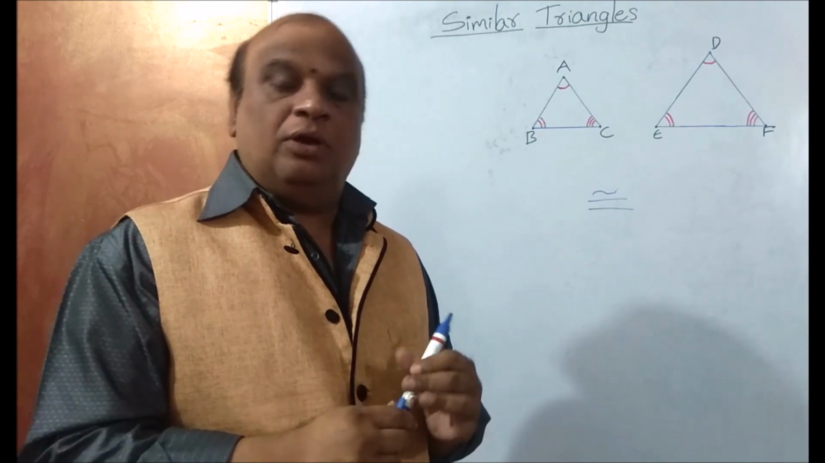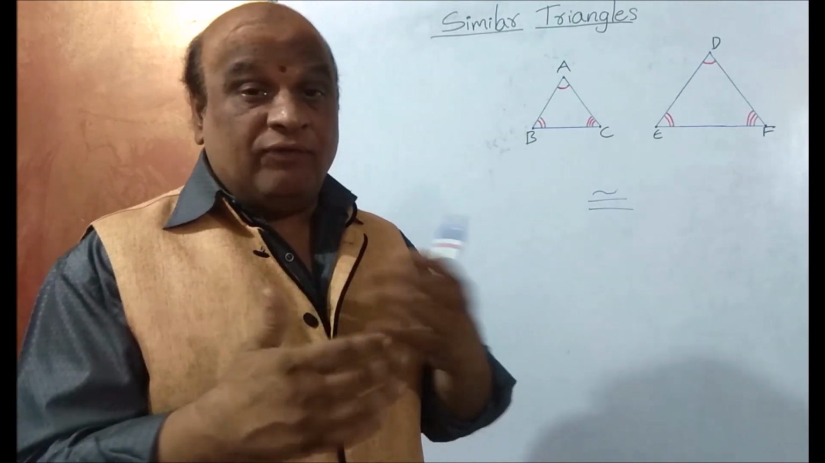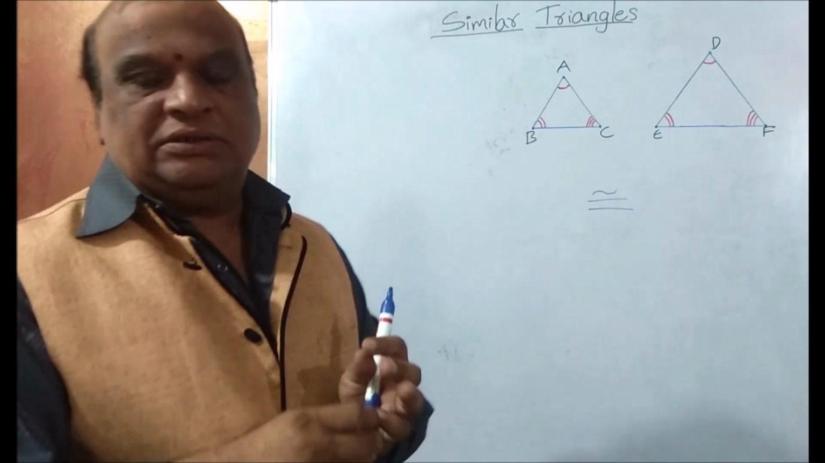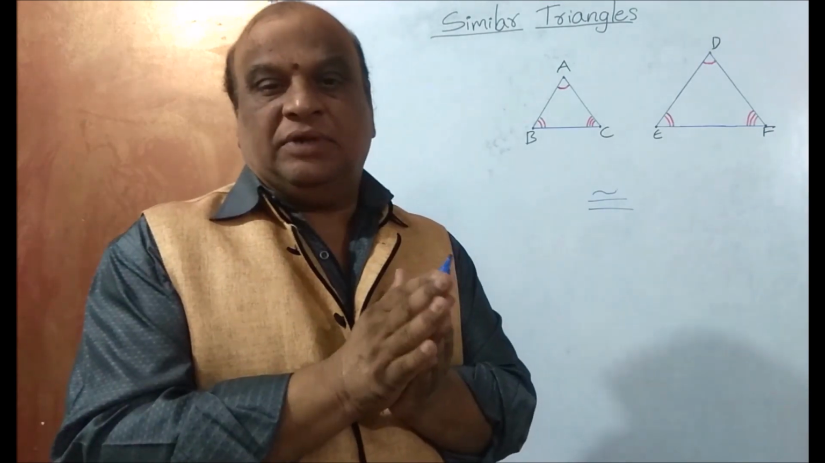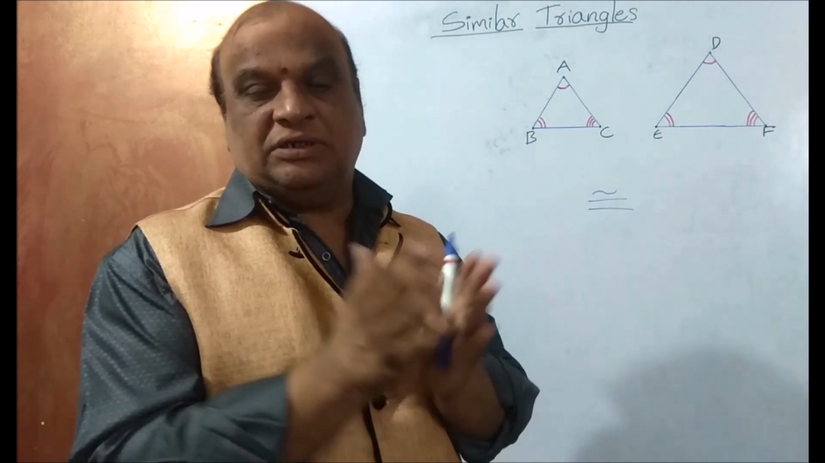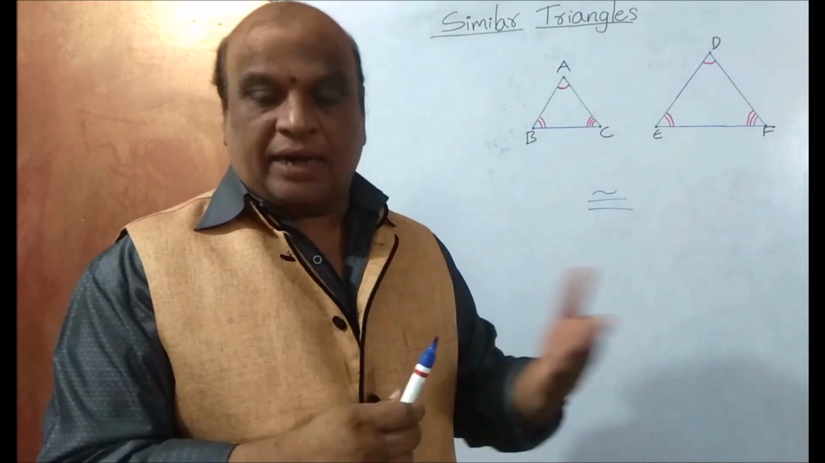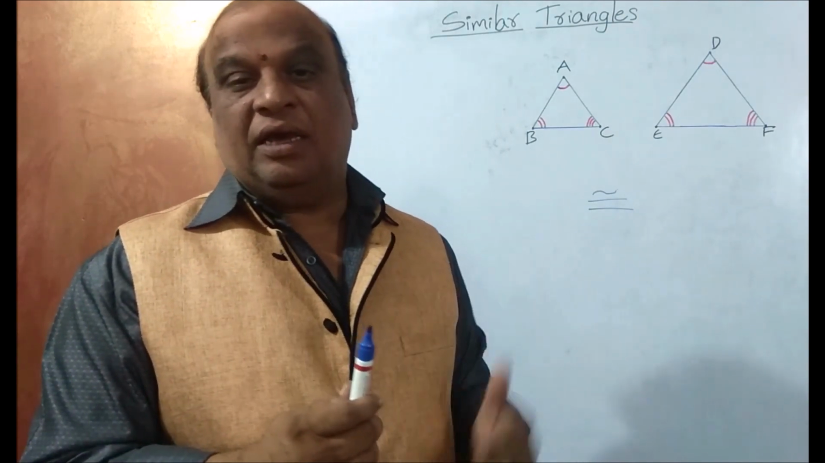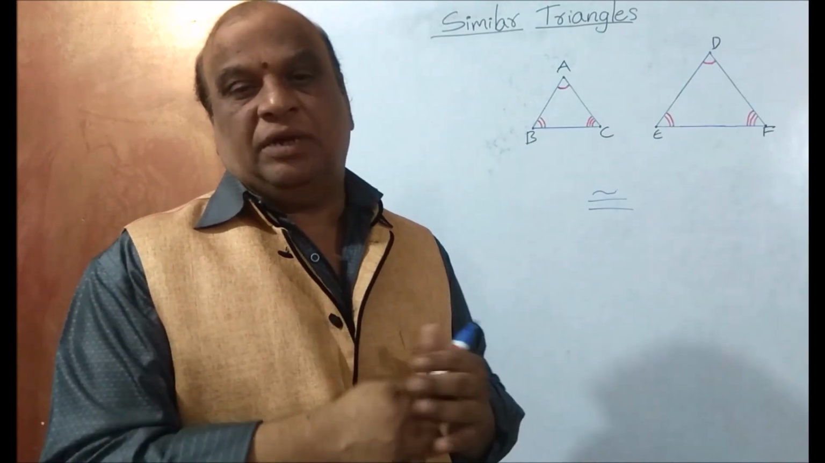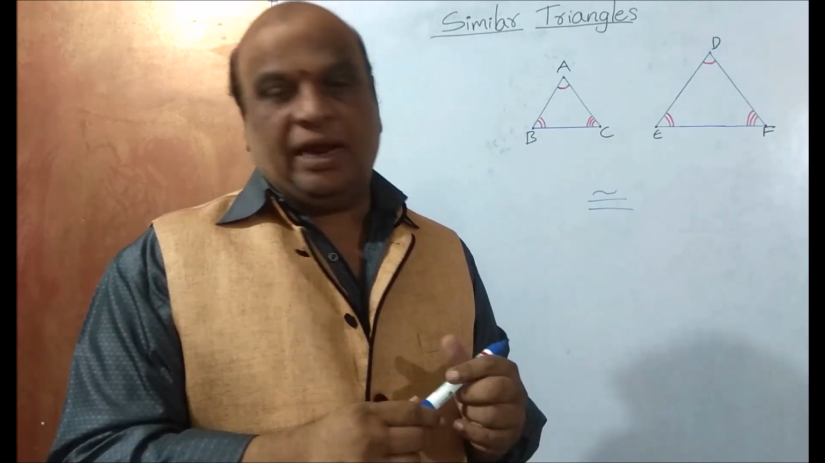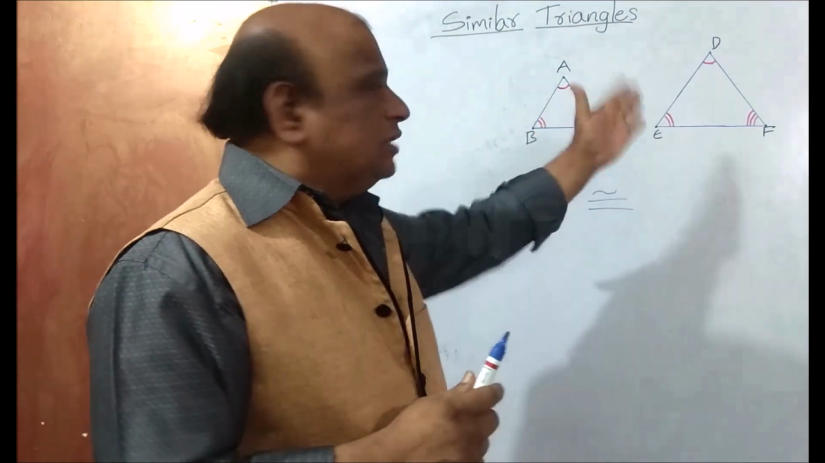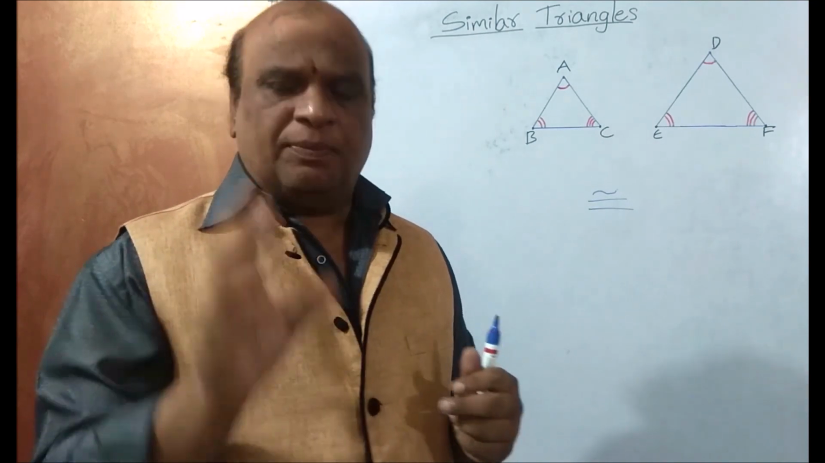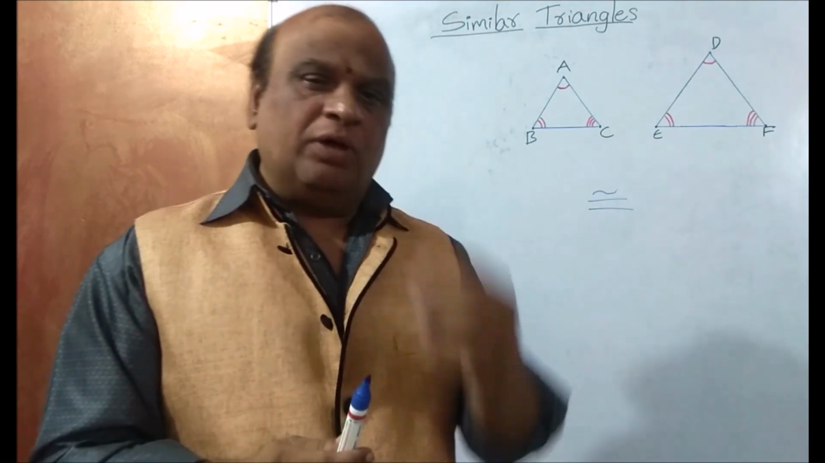Students, in the previous video, how do we verify the congruency of triangles? I explained overlapping, that is the practical method. In some cases it is not possible, then we go to the criteria: SSS, SAS, ASA, RHS. All these we discussed for congruent triangles. Suppose these two triangles are similar triangles. How to prove this? Some conditions are there. What are the conditions?